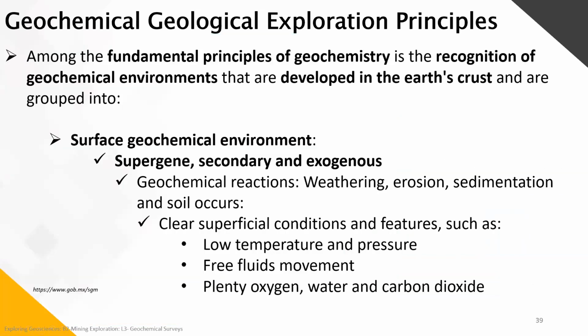Among the fundamental principles of geochemistry is the recognition of geochemical environments that are developed in the Earth's crust and are grouped into the surface geochemical environment, known as supergene, secondary, or exogenous. Geochemical reactions are based on natural occurrences such as weathering, erosion, sedimentation, and soil formation. These are clear superficial conditions and features such as low temperature and pressure, free fluid movement, and oxygen, water, and carbon dioxide present in the studied area.